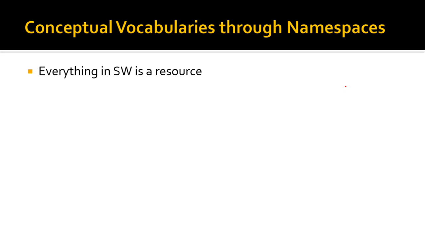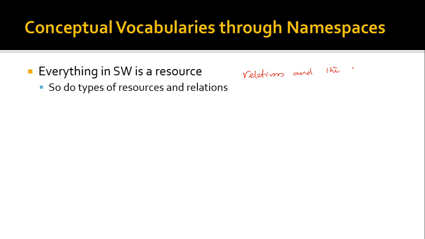So as we have considered earlier, everything in the semantic web is a resource, right? And of course the relations and the types of the resources we have talked about. The book is a type in which the particular book FSWT is an instance. So these types are kind of vocabulary items which are also treated as resources. So the relations and the concepts.